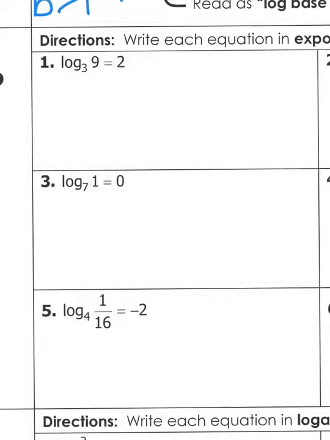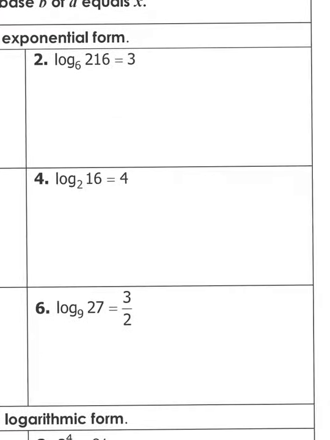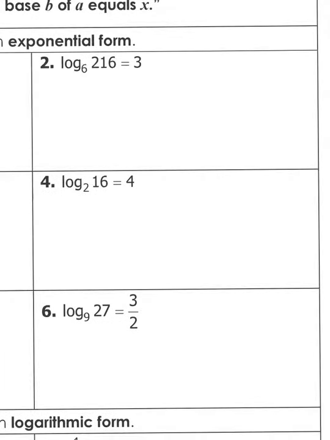But we're going to take this base right there, 3, and then we're going to switch the 9 and the 2. So 3 to the second is equal to 9. And isn't that a true statement? 3 squared is equal to 9. And that's it. You're not supposed to find a value for 3 squared. You don't go any further. So then what I want you to do is pause the video, and I want you to do 2, 3, and 4 on your own, and then check your work.